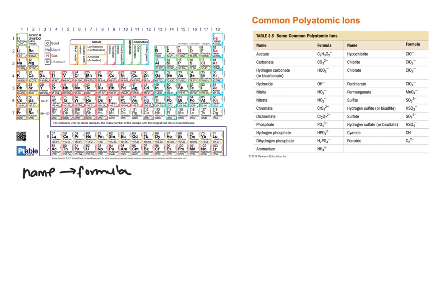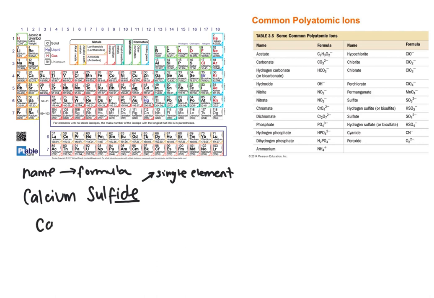So let's say we have calcium, because we like calcium. Calcium sulfide, okay? So for this one, keep in mind that when it ends in an "ide," that is a single element. So for this, all you need to do is find the symbol. So calcium is Ca. Sulfide is from sulfur, so that's an S.